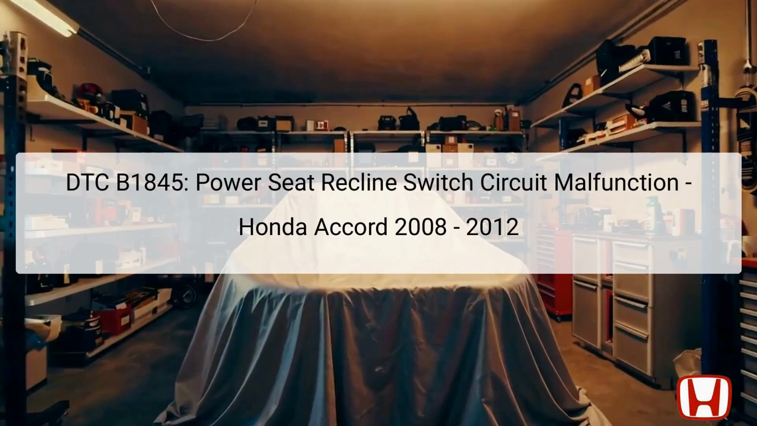DTC B1845 indicates a malfunction in the power seat recline switch circuit of the Honda Accord models from 2008 to 2012. This diagnostic trouble code signals an issue with how the power seat recline system is communicating and functioning. The components primarily affected are the power seat control unit and the power seat adjustment switch.